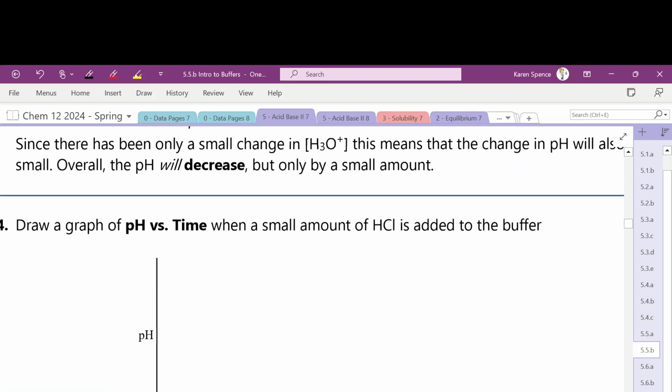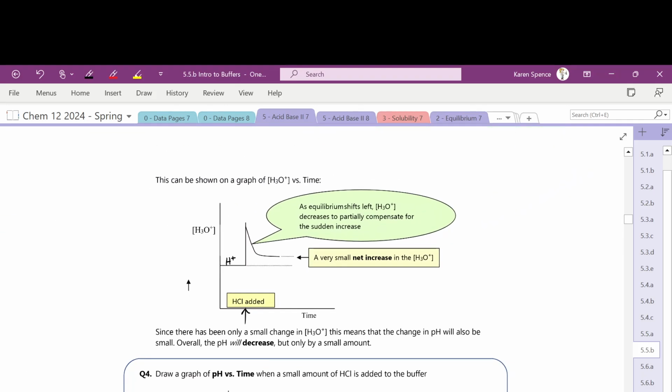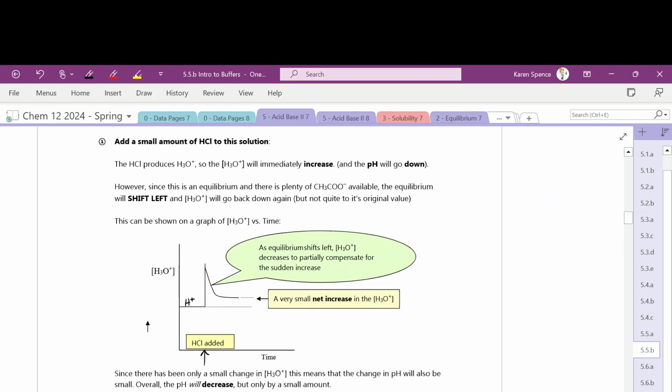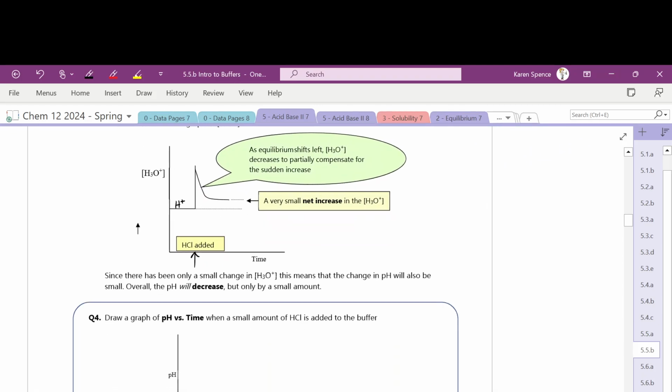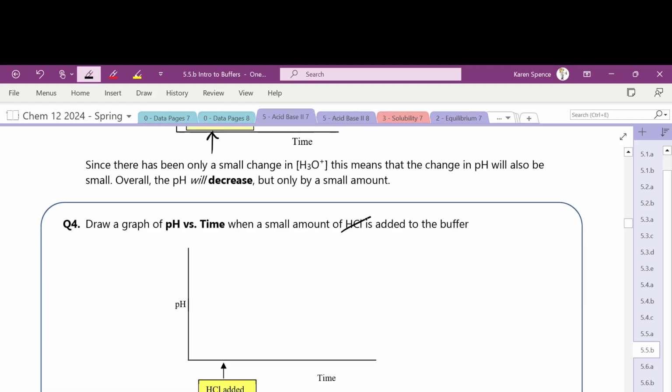Could you... Oh, didn't we just do that? This should be when a small amount of... Should we do NaOH? Because this is stupid if it's just HCl again. Let's do it when NaOH is added to the buffer. Oh no, it is pH versus time. We do want a... Oh my God, what is wrong with me? Oh, so sorry.